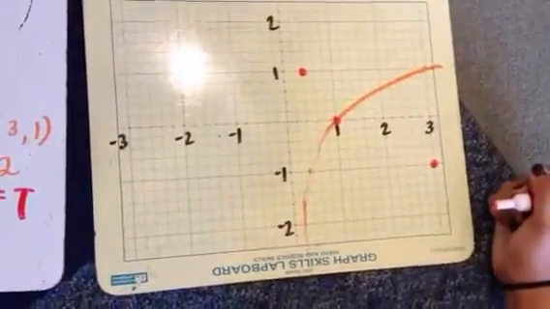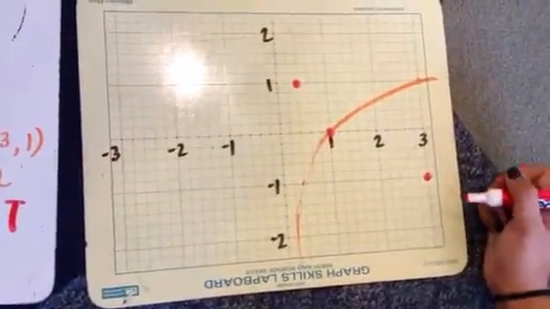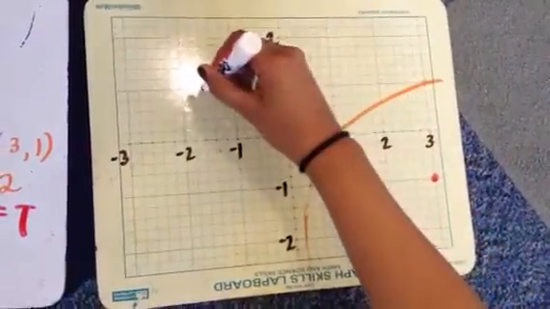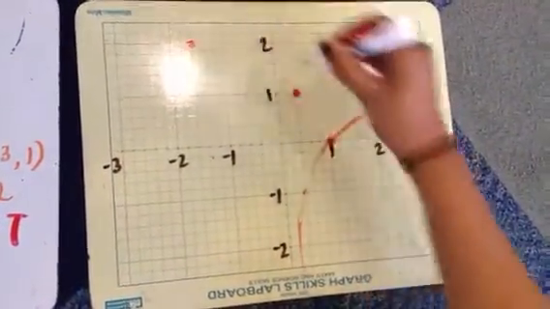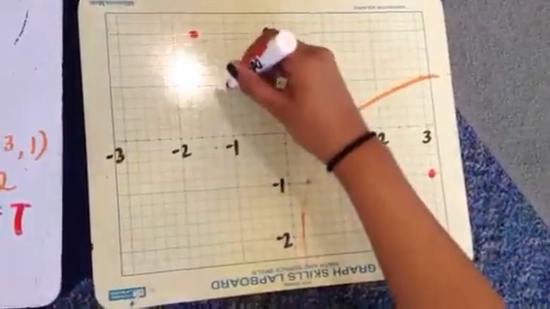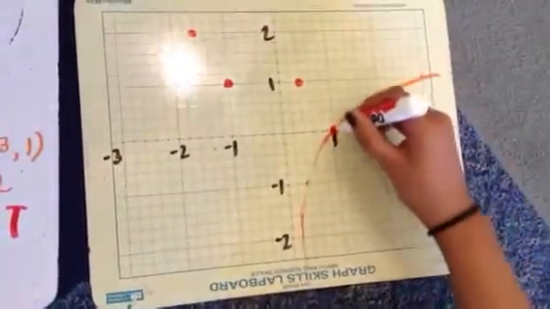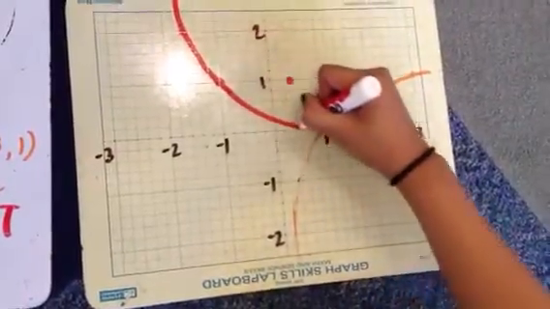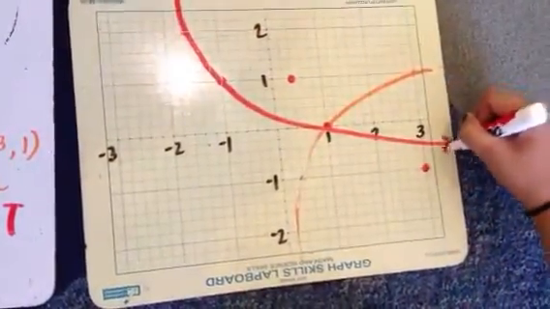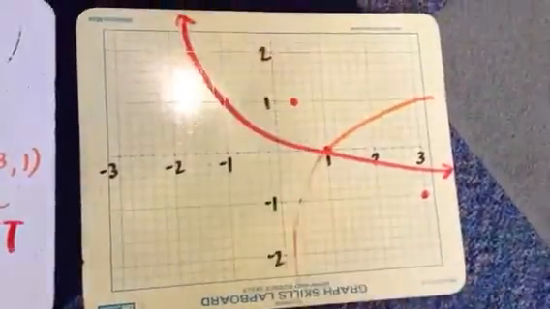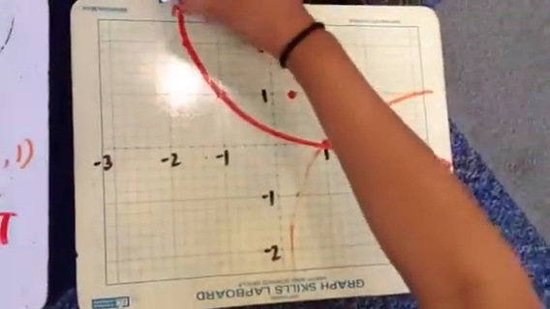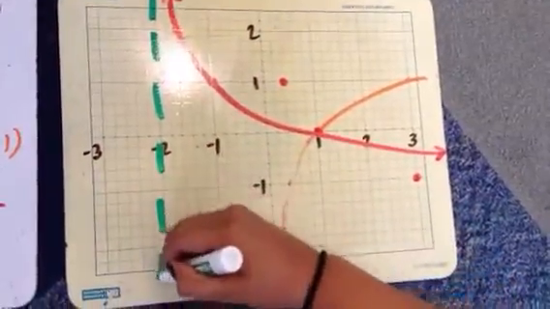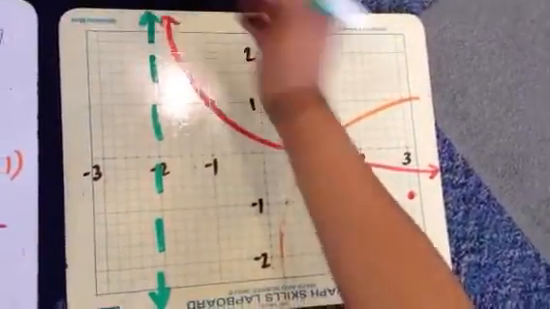Next, we must shift the graph. There is a vertical shift of 1 up and a horizontal shift of 2 to the left. Remember, the vertical asymptote is x equals negative 2. And this is the final product.